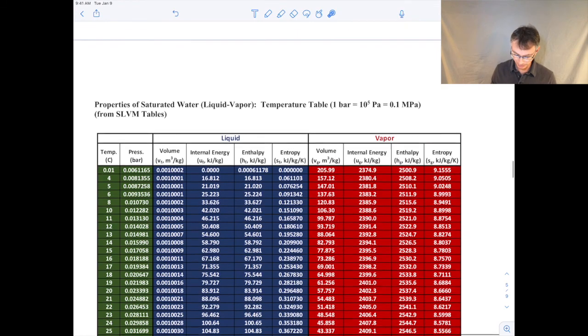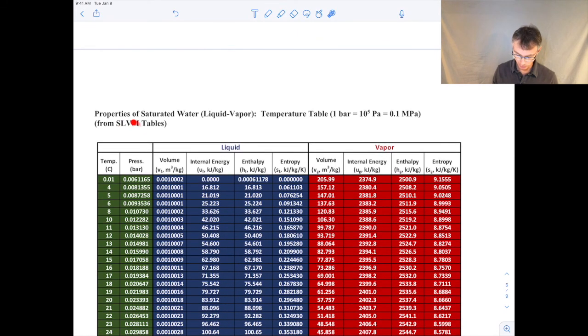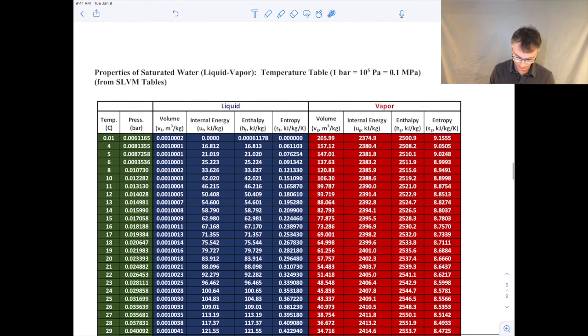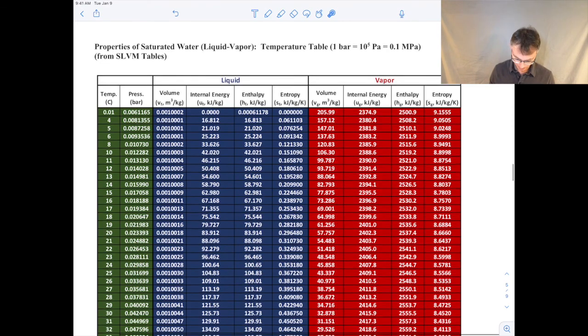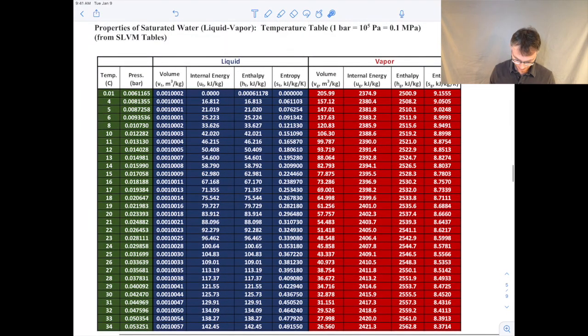And this table is the saturated liquid vapor mixture table, organized based on temperature. What I mean by that is here you have temperature going down this axis. This is the corresponding pressure. So for example, let me pick a temperature of, let's say, 20 degrees Celsius. The pressure is about 0.02 bars.